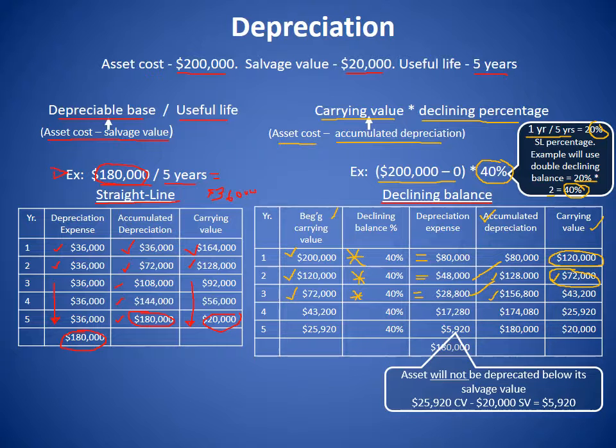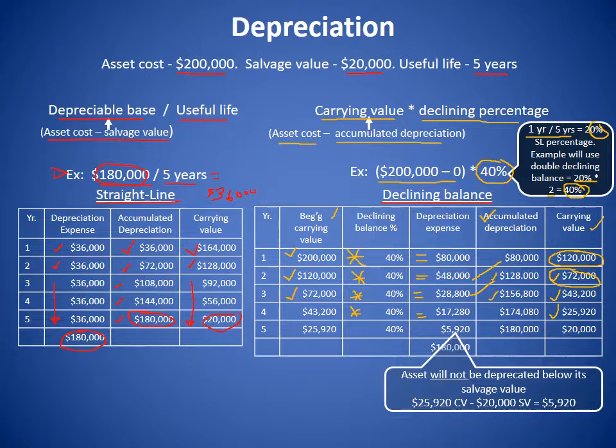So I take my total asset cost minus my accumulated depreciation, and my carrying value now is $43,200. And we're going to repeat this process for year number 4, and also calculate the ending carrying value for year number 4. And you'll notice my carrying value now is $25,920. So now we have to do a special calculation at the end of our useful life, end of our period.